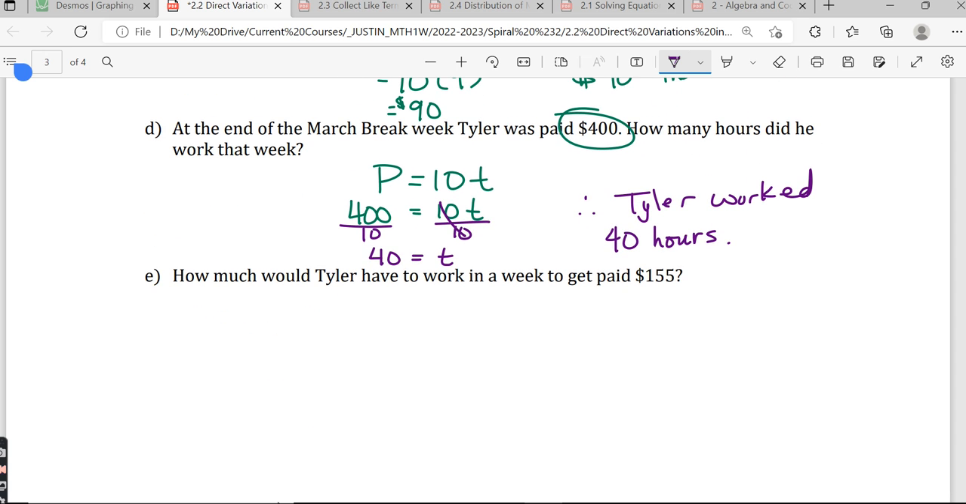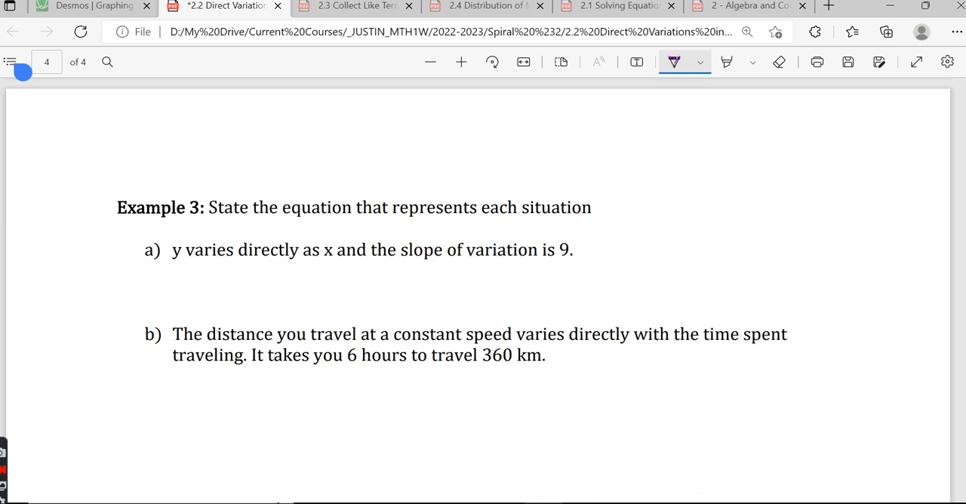Okay. How much would Tyler have to work in a week to get paid $155? E is the exact same question as D, except instead of 400, it's $155. Okay.